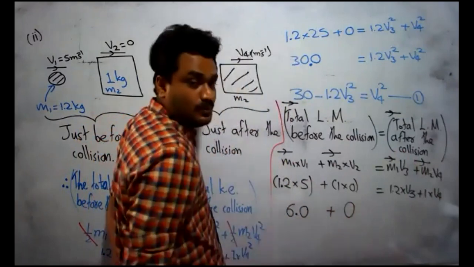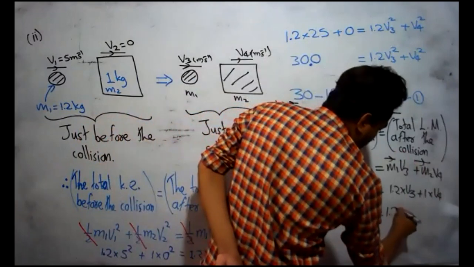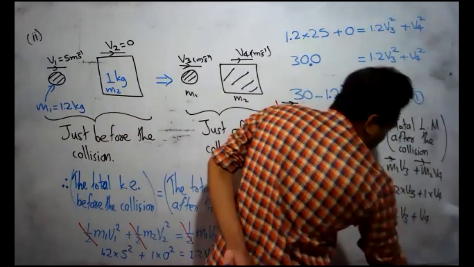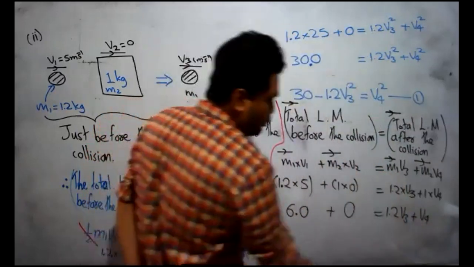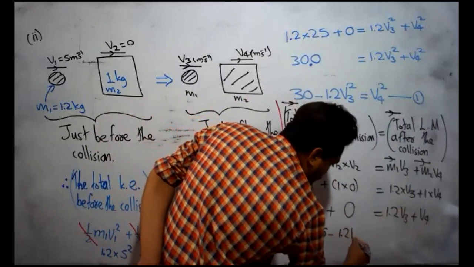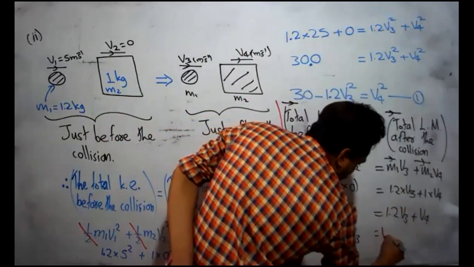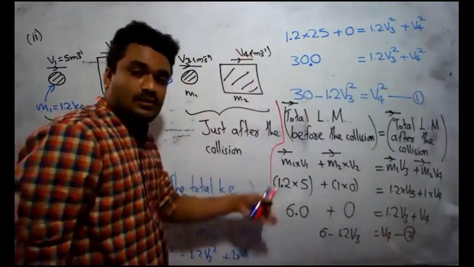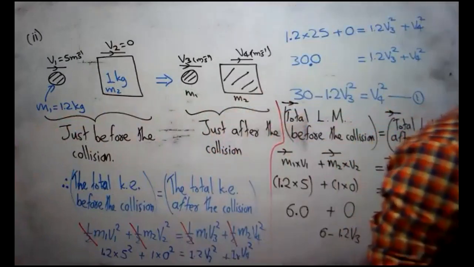1 into 0, 0, equals 1.2 times v3 plus 1 into v4, which is v4. So as usual, I'll take 1.2 times v3 to this side. 6 minus 1.2 times v3 equals v4. This is the second equation. Who got this equation, dear? Anybody in the class?